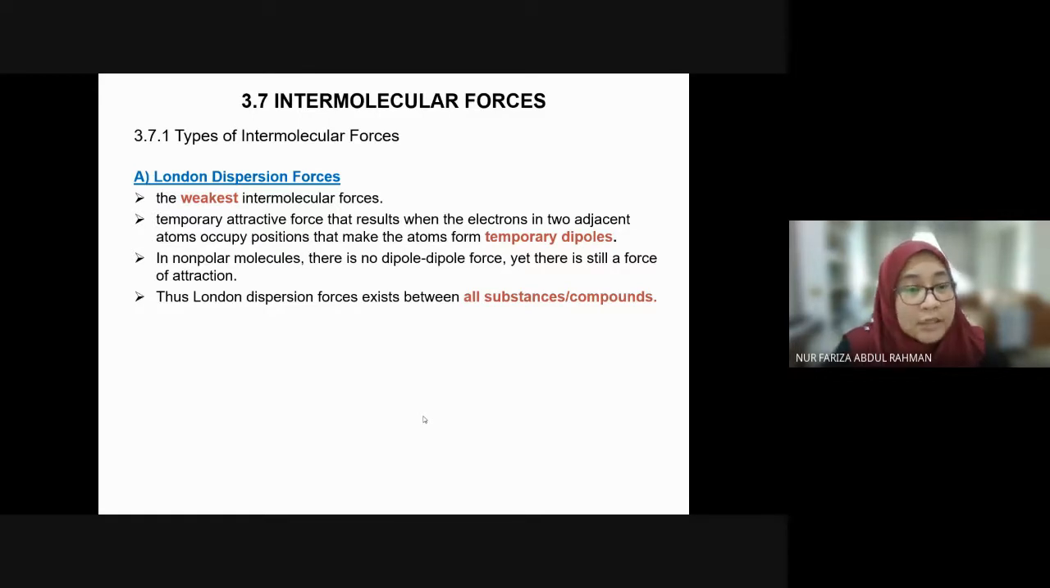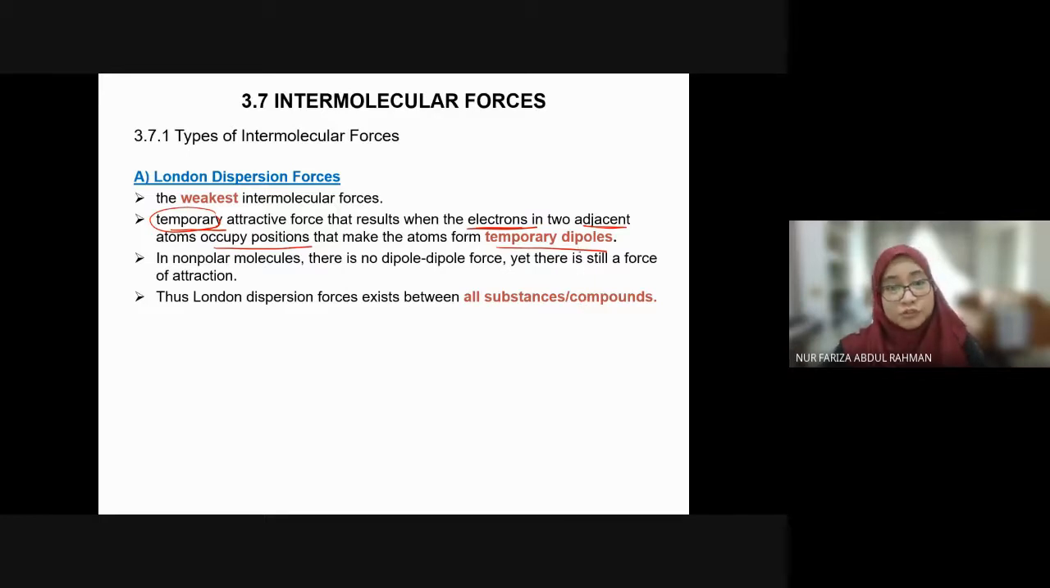It is the weakest intermolecular force, because it is formed due to temporary attractive forces. Temporary means only for a while, and everything temporary is not strong. It is due to the temporary attractive force that results when the electrons in two adjacent atoms occupy positions that make the atoms form temporary dipoles.